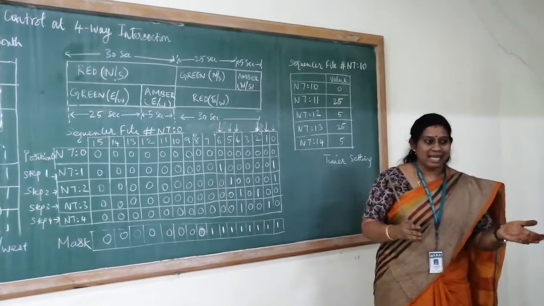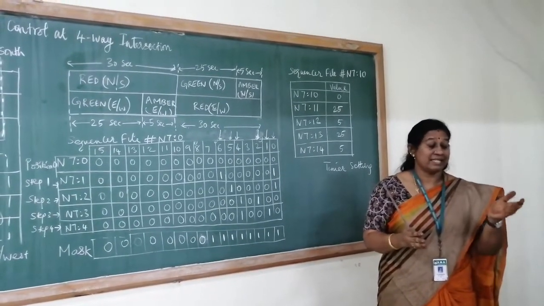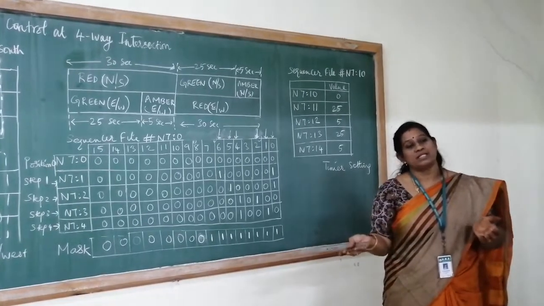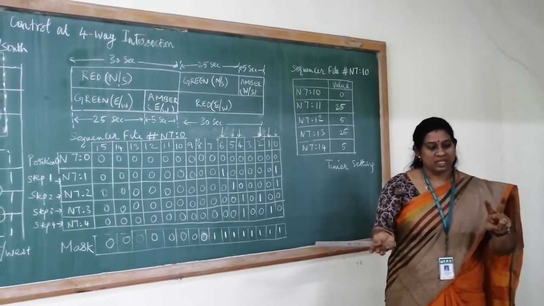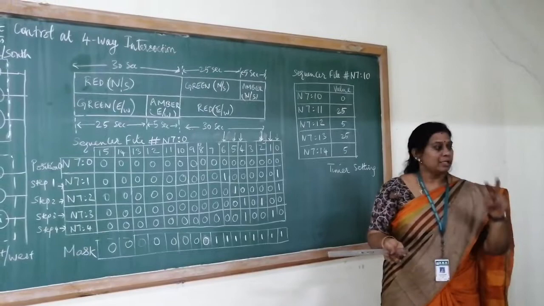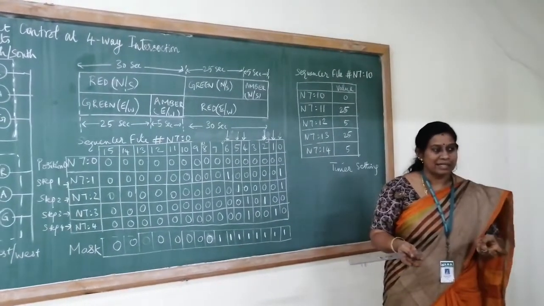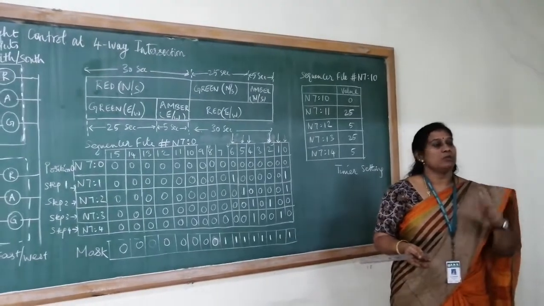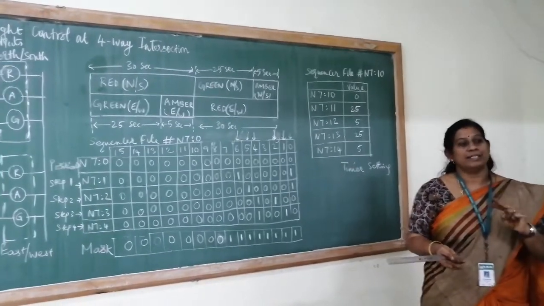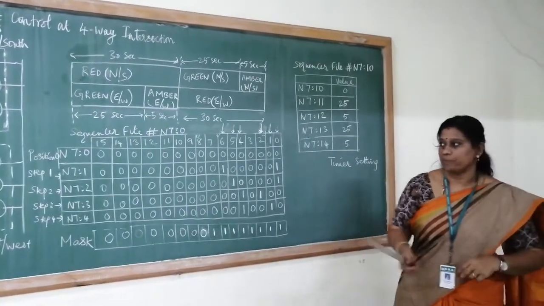One with the light cycle setting, and another one is the timer setting. So now, 2 sequencer files. I am going to use the sequencer output instruction which we have done in our previous class, and we are going to write a PLC loader logic using that sequencer output instruction.